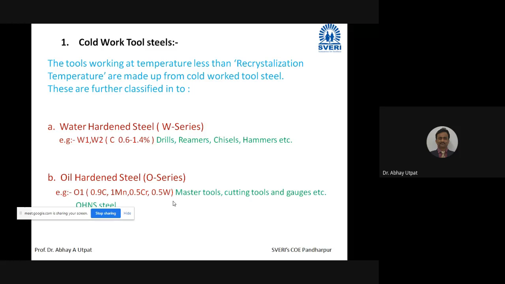It is written clearly: the tools working at temperature less than recrystallization temperature are made from cold work tool steel. I repeat once again: the tools working at temperature less than recrystallization temperature are made from cold work tool steel. Now you know that recrystallization temperature is different for different materials and alloys. How to calculate recrystallization temperature for a particular alloy? Let us consider we are working on one particular steel.